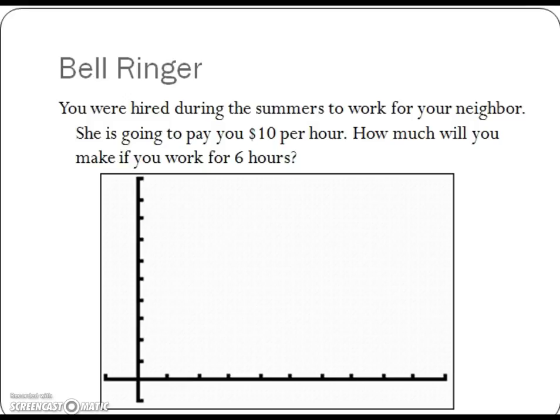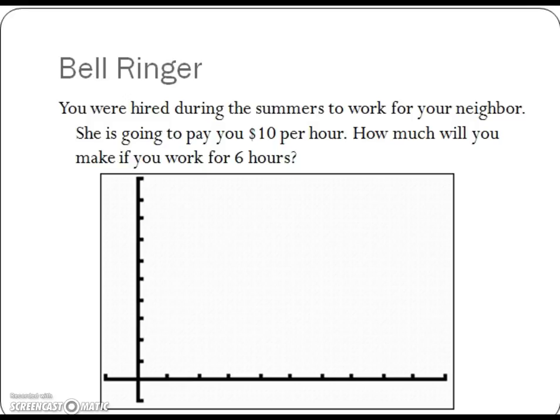This was the bell ringer we started class today with. You were hired during the summers to work for your neighbor. She's going to pay you $10 per hour. How much will you make if you work for 6 hours? The correct answer is $60. I had several students in my class that take 6 times $10, which is $60, which is correct.